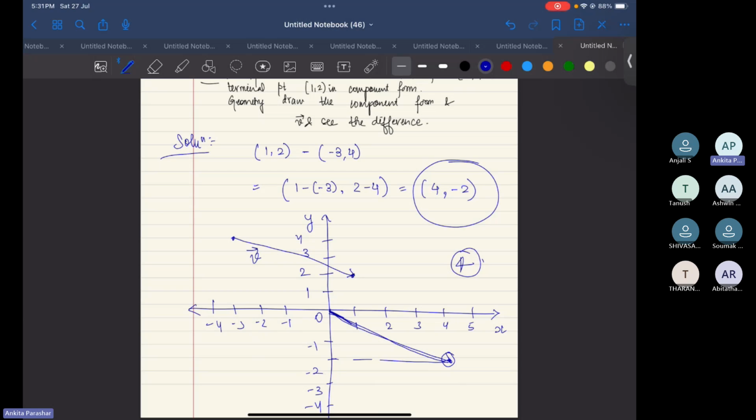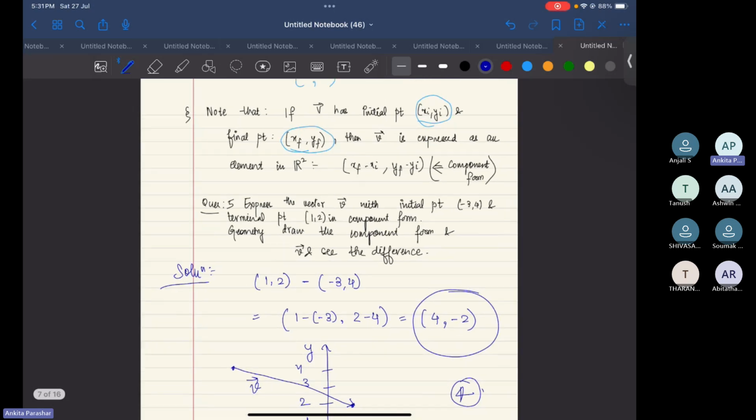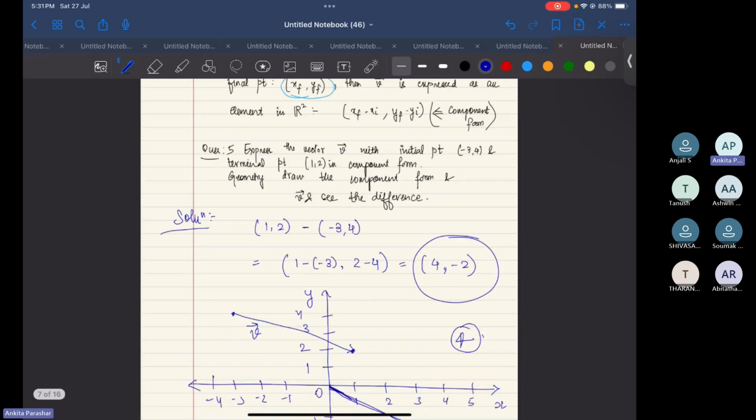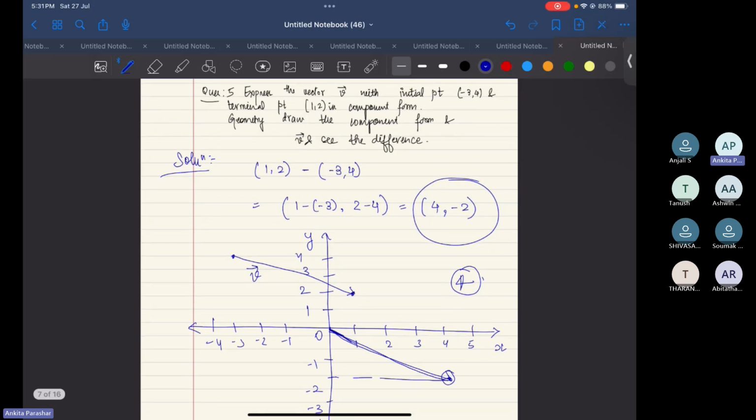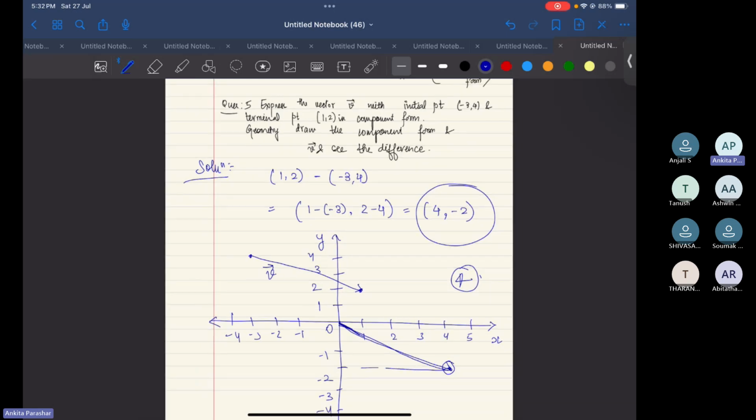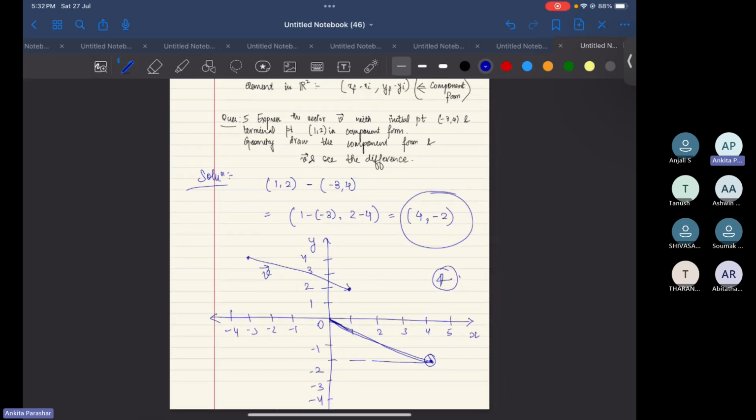This is why we write the component form by taking the difference, so that the vector gets shifted to origin, and there we can draw it to the point where I get the component form. So the whole purpose of the component form is to draw any vector from origin, not from any other point. I think that should be okay. If you have any doubt, please ask.